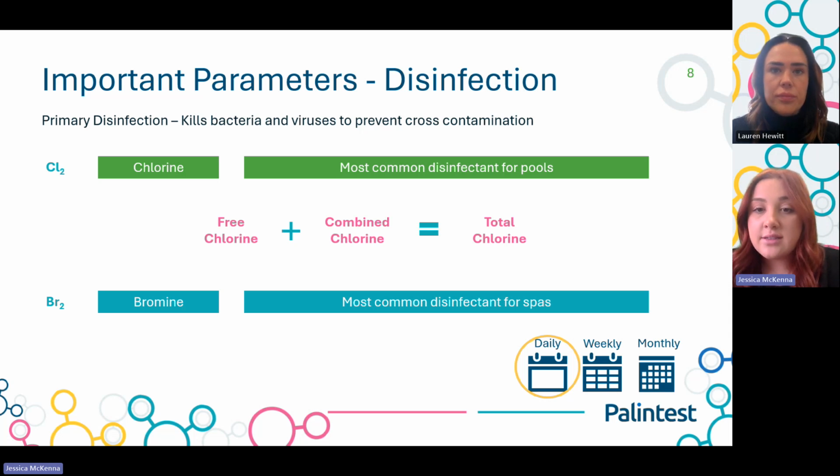We usually suggest for a well-designed pool, your free chlorine should be around 1 milligram per litre, and this can be lower if you use secondary disinfection. For your total chlorine, this should be as low as possible, but never more than 1 milligram per litre.